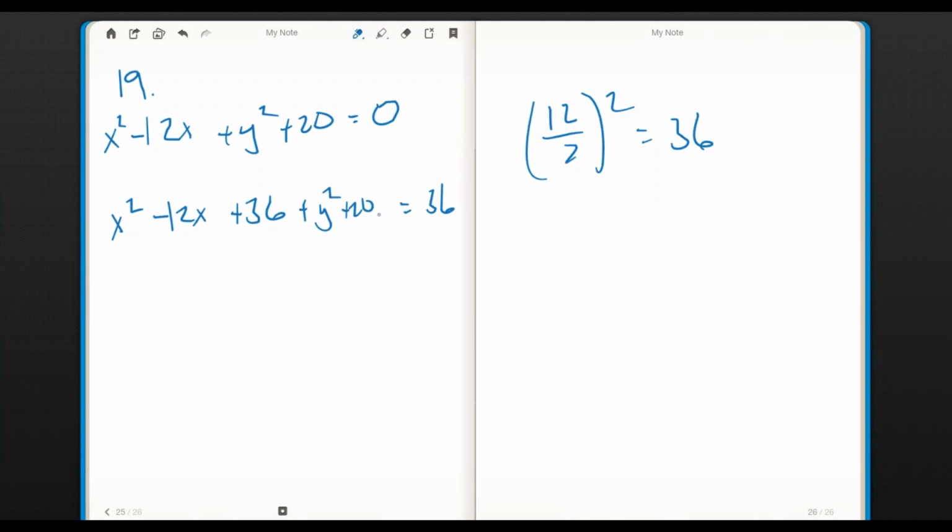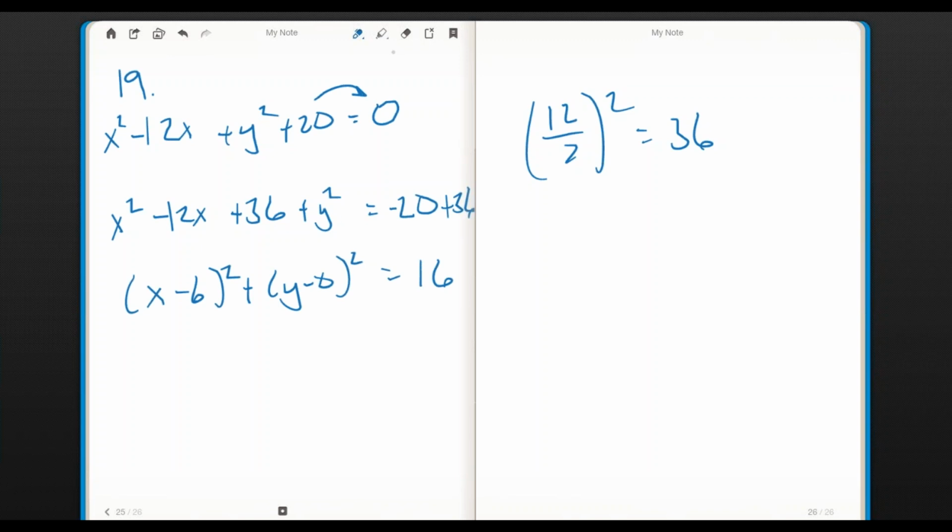y squared plus 20. No, it's not y squared plus 20y, it's just y squared plus 20. So I think the important thing here, first off, I'm going to move the 20 to the other side, and I'm going to add 36 to both sides. y squared can be written as y minus 0 squared.